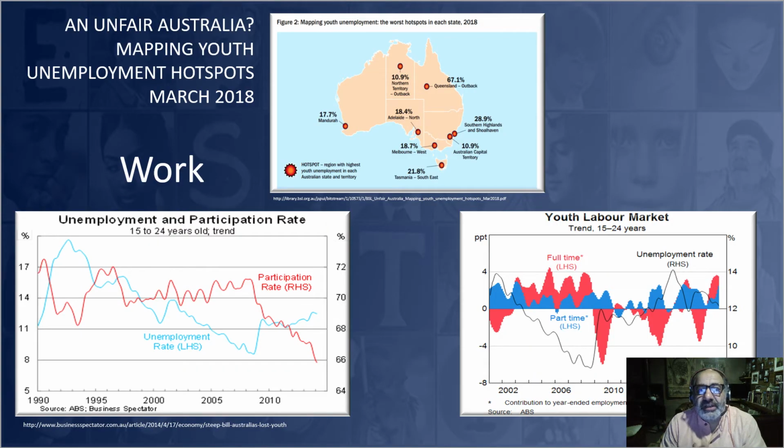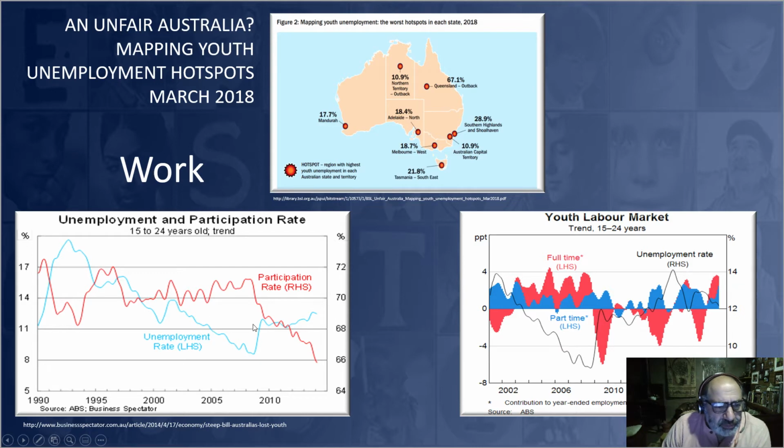Closer to home in Australia, if we look at this top map of Australia, just to give you an idea, the hotspots for youth unemployment, again a couple of years old: Tasmania, 21%, western suburbs of Melbourne, 18%, outback Queensland, 67%. So basically, there's not much to do there for young people. And you see them heading towards the coast, towards Brisbane, Sydney, and Melbourne to look for work. The other charts show you pretty much the same thing.